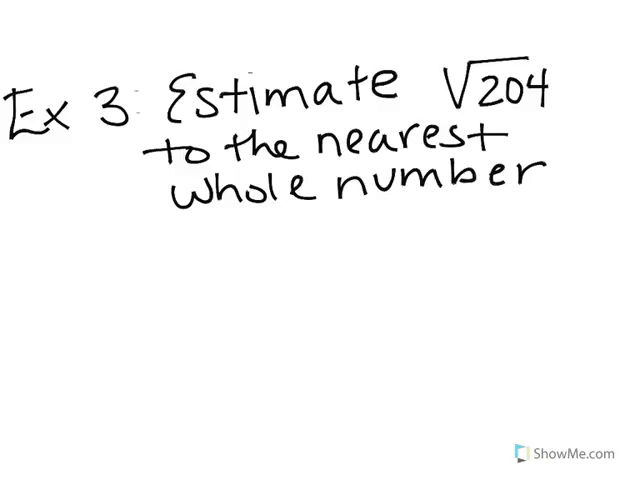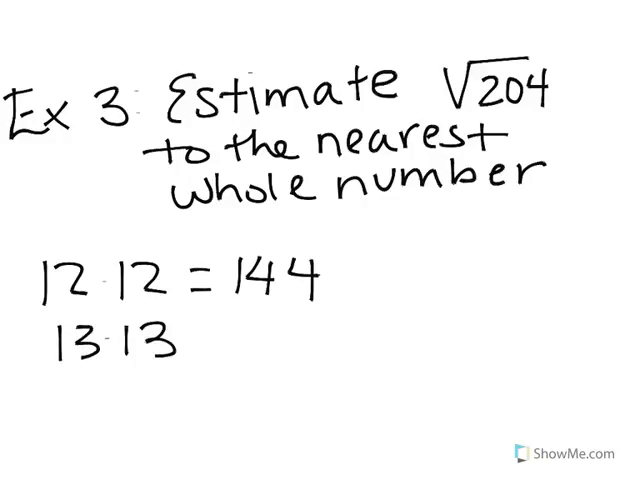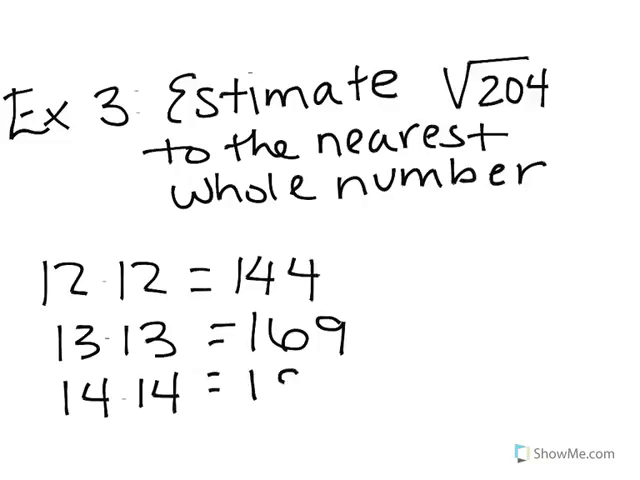So 204 is a pretty big number. What you're going to have to do is guess and check. Hopefully we know up to our 12s. We should know that 12 times 12 is 144, so we know it's got to be bigger than 12. Well, 13 times 13 is 169. So we're getting closer. 14 times 14 is 196. We're getting pretty close.